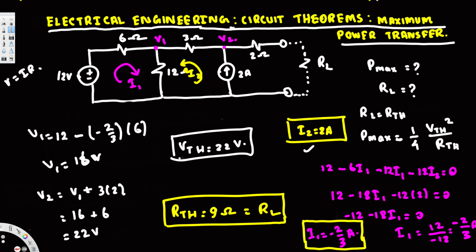Now we found out VThevenin, RThevenin is there. So now we can go ahead and find the maximum power transfer, right? That's our main purpose. Now P max is equal to 1 over 4 VThevenin square divided by RThevenin. VThevenin is 22 square divided by RThevenin is 909, and that's going to give you 13.4 watts. And that's our final answer.